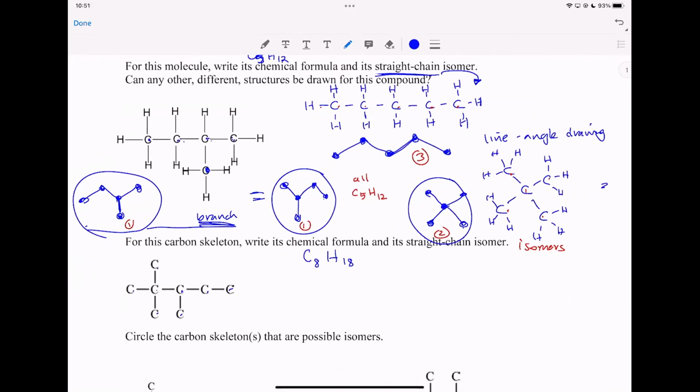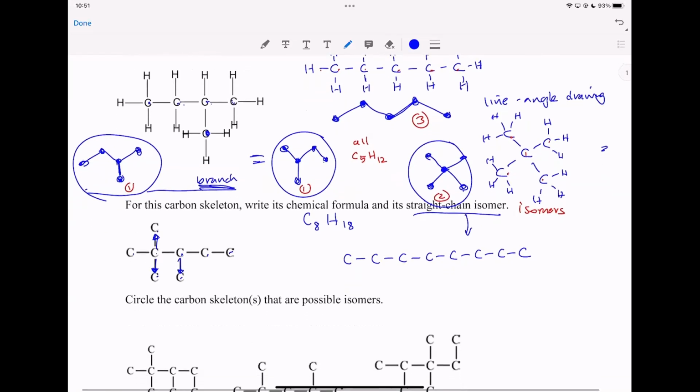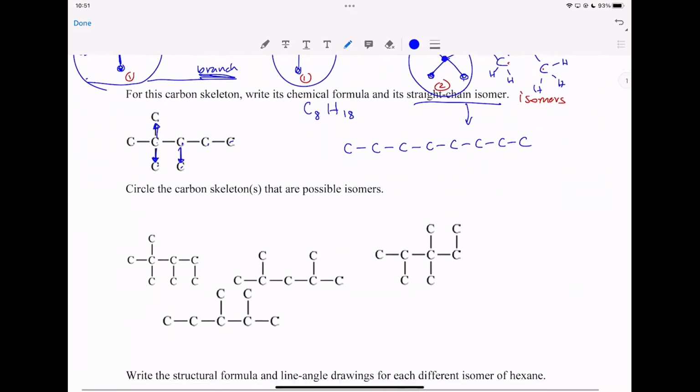So this is the carbon skeleton with a few branches going on here. Here's 1, 2, and 3. So the straight chain isomer of this would be having just 8 carbons. 1, 2, 3, 4, 5, 6, 7, 8. That would be the straight chain isomer. You could add hydrogens to all of that, but we're just focusing on the various carbon skeletons here.